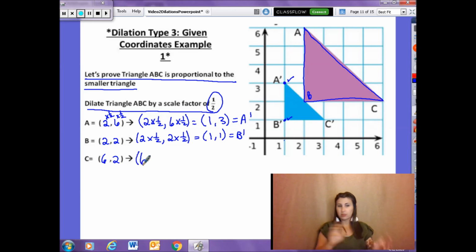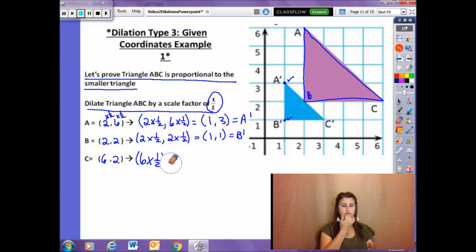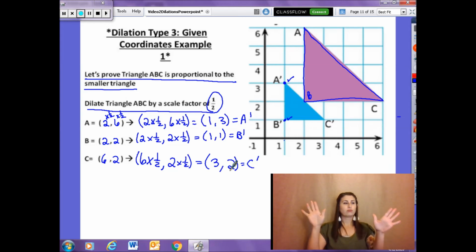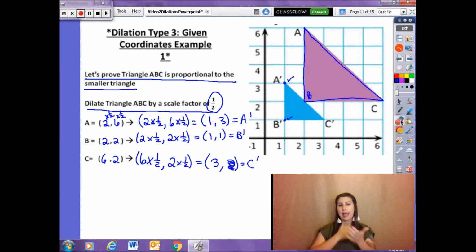You never know. 6 times 1/2. Uh-oh. Let me erase that. I accidentally ended that. I closed it up. Let's see, 6 times 1/2, and then 2 times 1/2. That equals 6 times 1/2 is 3. 2 times 1/2 is 2. And that should equal C prime. So let's check. 3. Uh-oh. Look, I made a math mistake. 2 times 1/2 is 1. So let me erase that.